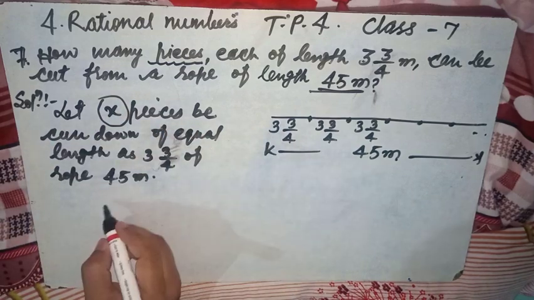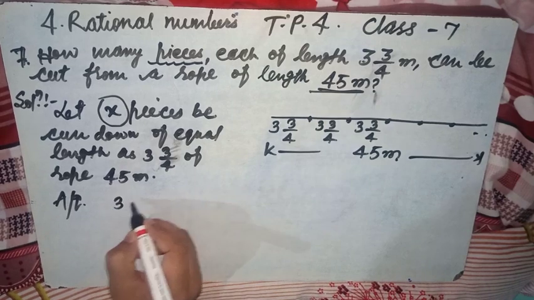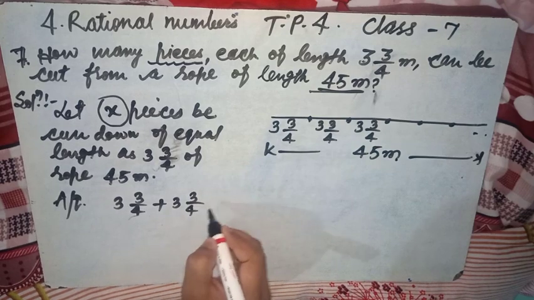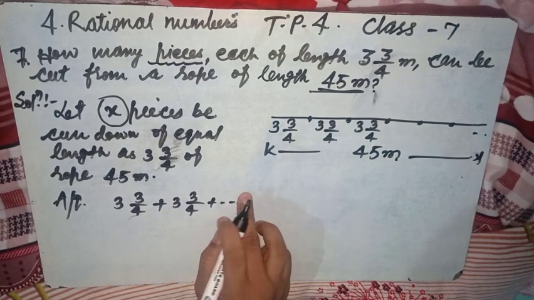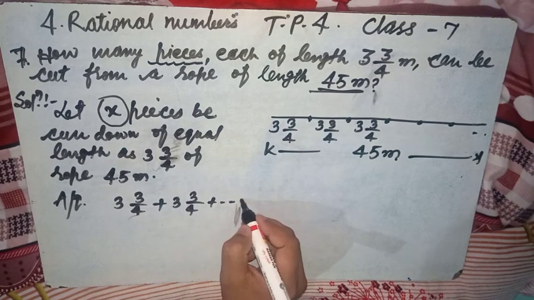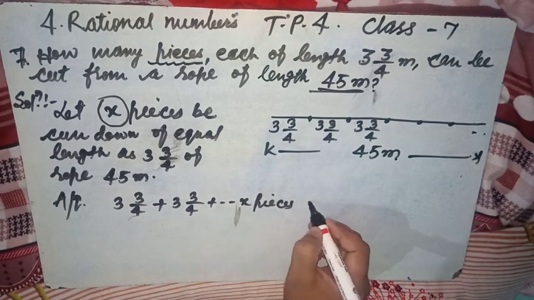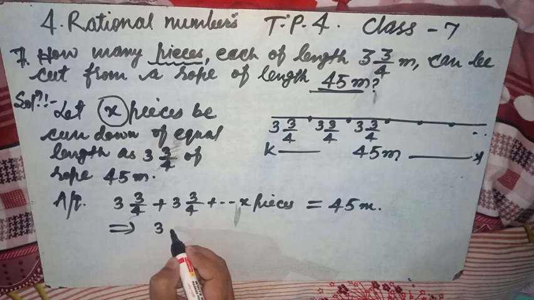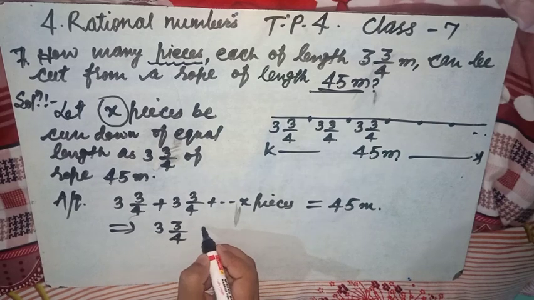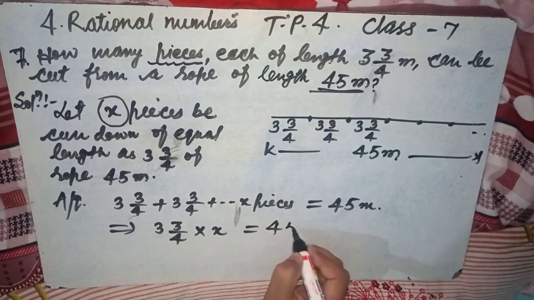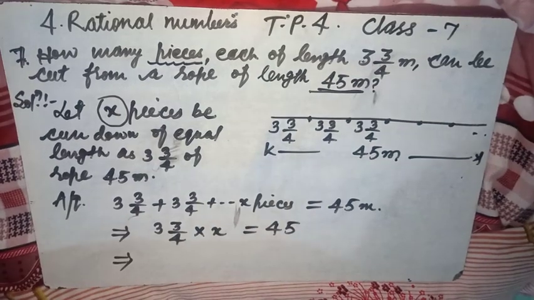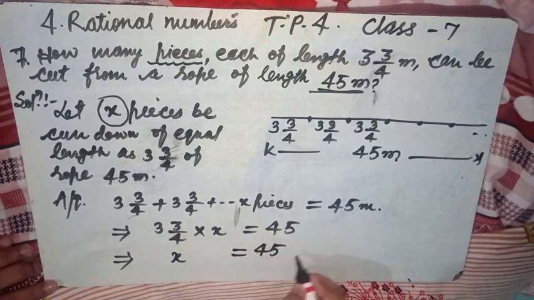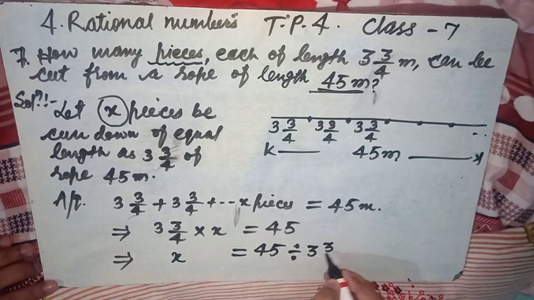According to the question, 3 and 3 by 4 plus 3 and 3 by 4 plus and so on up to x pieces gives us the total length of the rope. That means this can be written as 3 and 3 by 4 multiplied by x is equal to 45. Now see, x is equal to 45 divided by 3 and 3 by 4.